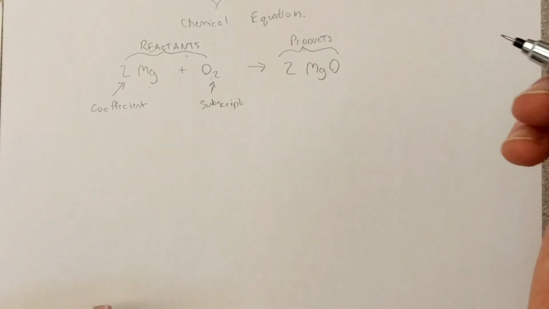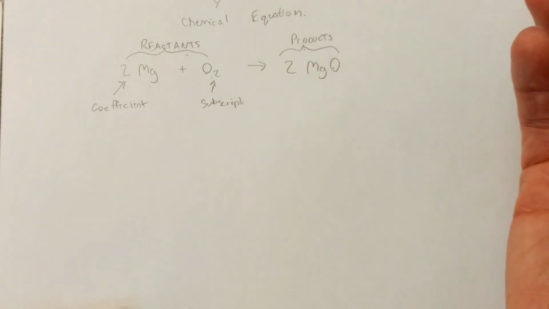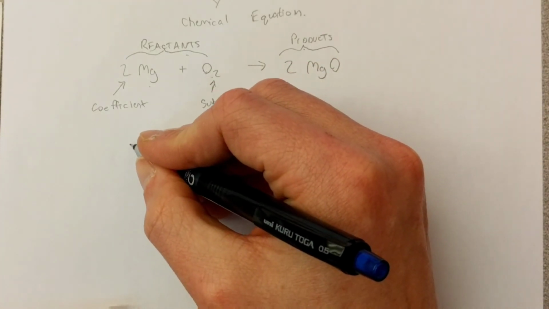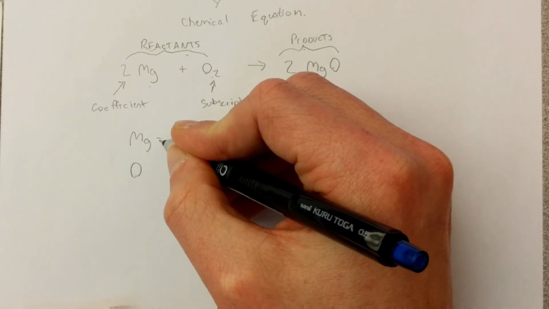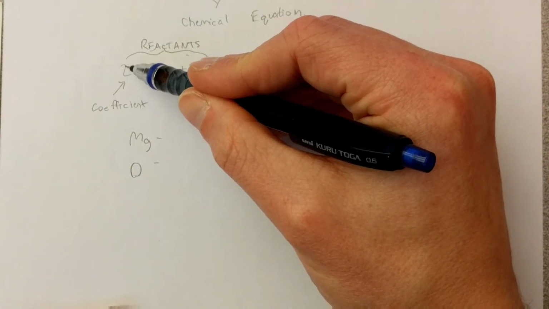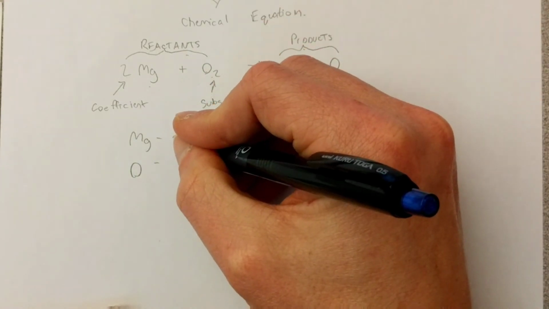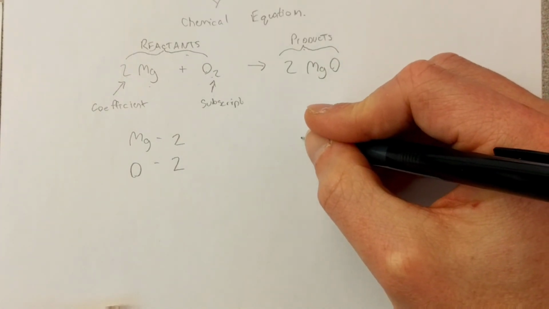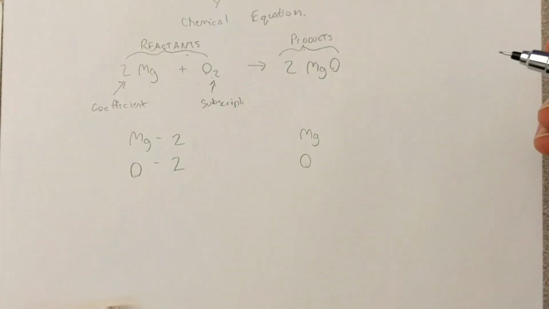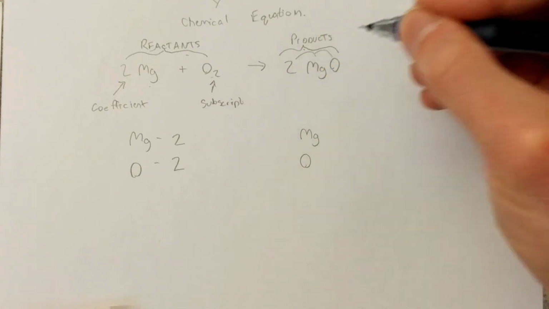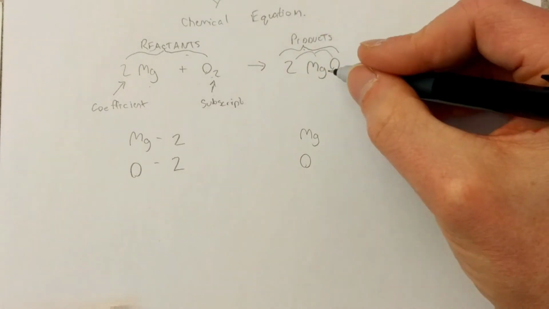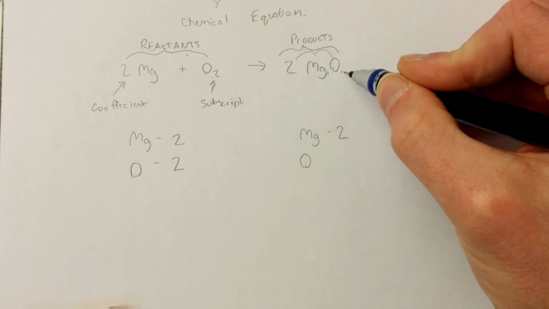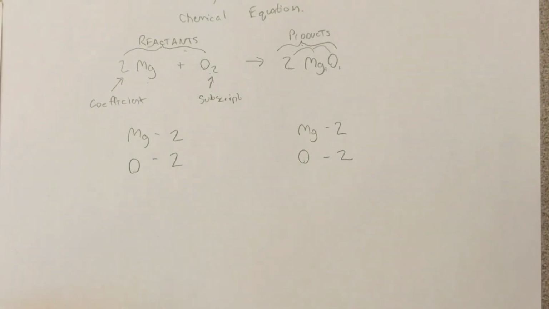Something else we can do with chemical equations is count how many elements we have on each side of our equation. On the reactant side, we have magnesium and oxygen. This large 2 gets distributed into the magnesium, so I have 2 magnesiums. The subscript indicates I have 2 oxygens. On the product side, I could do the same idea. Magnesium and oxygen. This 2, once again, gets distributed to each, the magnesium and oxygen. And remember, if there's no number, we assume it's a 1. So this is like 2 times 1, so I have 2 magnesiums. 2 times 1 oxygen, I have 2 oxygens.